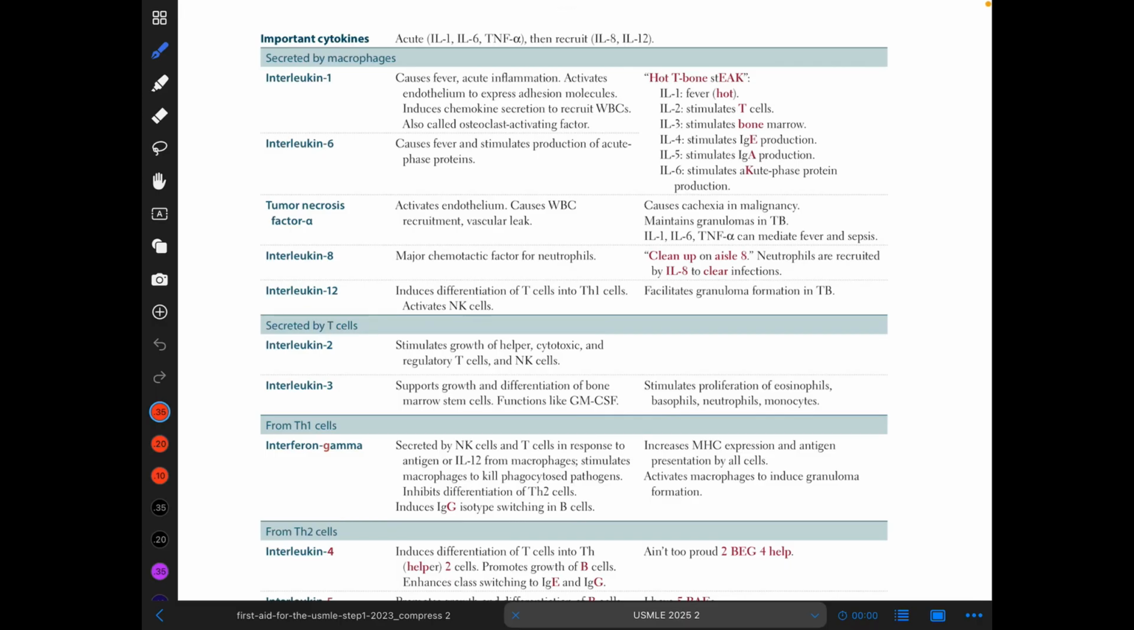Now we are going to start about the important cytokines. In important cytokines, basically we are going to study about interleukins. First, let's segregate the interleukin word. The inter means between and leukin means white blood cell. It means between white blood cells.